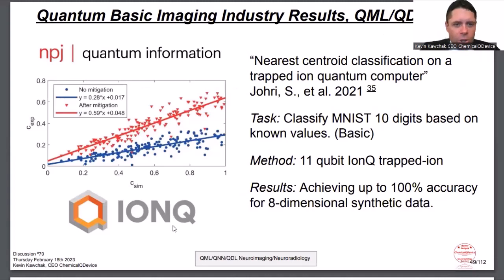So this is an IonQ study. I've seen results in other papers referring to this specific paper. They had mentioned maybe 70-something percent. They claim up to 100% accuracy. It's a very basic thing. It's just 10 handwritten digits, the MNIST database.